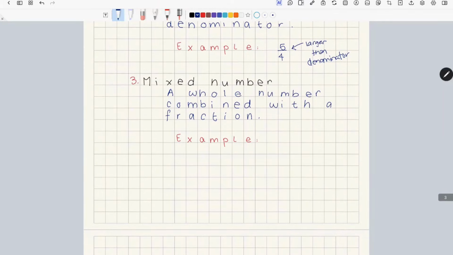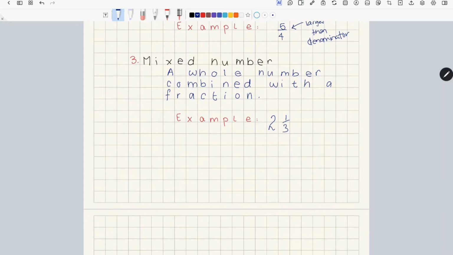And we come to the final and the last type of fractions. It's a mixed number. It's where a whole number is combined with a fraction. You might have seen this around. So it's where you would have, for example, 2 1/3 of a pizza. That means you have 2 whole pizzas and 1/3 of another pizza.